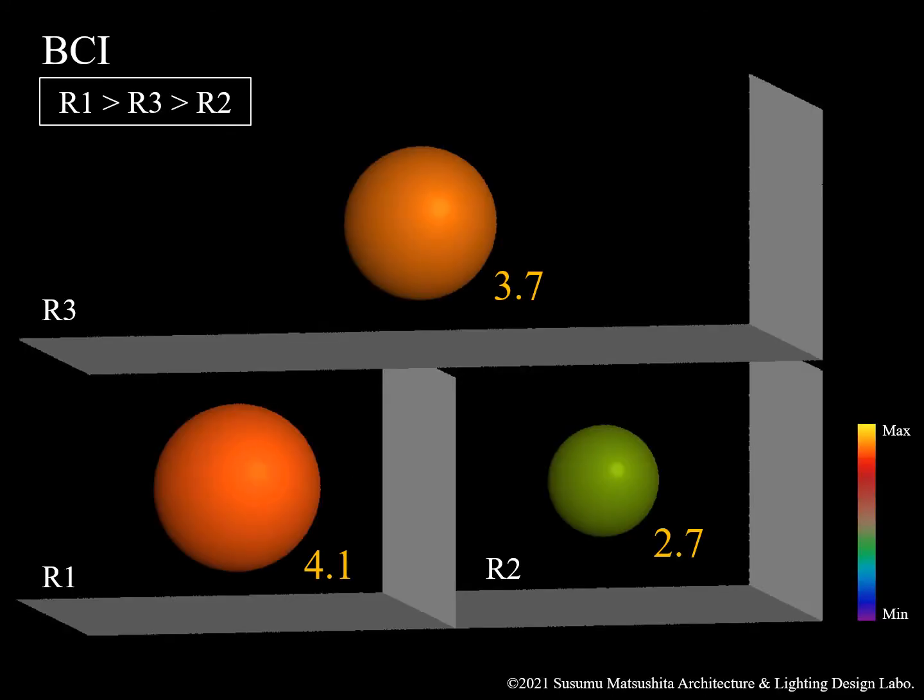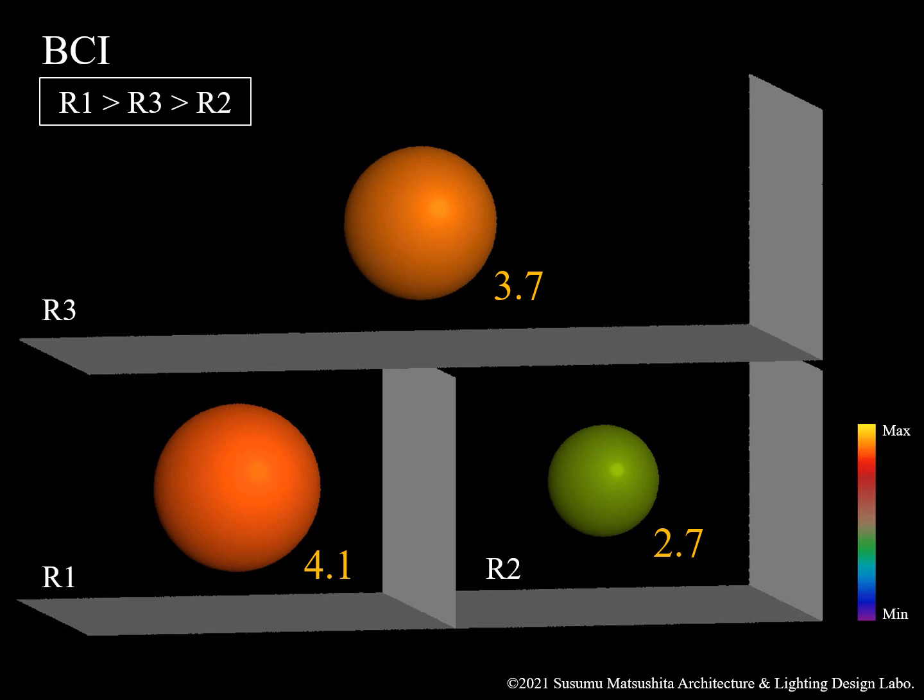This is an image showing the BCI using spheres. The larger the sphere, the brighter the space. In addition, the color also indicates the degree of the sense of brightness, and the higher the scale on the right, the higher the spatial brightness. This makes you compare spatial brightness in each room visually.